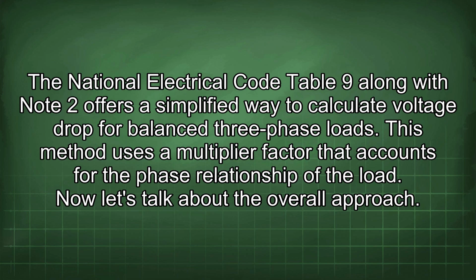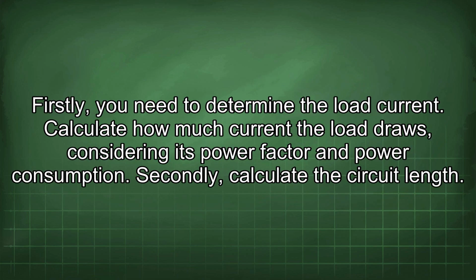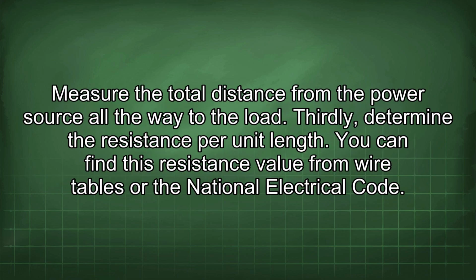Now let's talk about the overall approach. Firstly, you need to determine the load current. Calculate how much current the load draws, considering its power factor and power consumption. Secondly, calculate the circuit length. Measure the total distance from the power source all the way to the load. Thirdly, determine the resistance per unit length. You can find this resistance value from wire tables or the National Electrical Code.